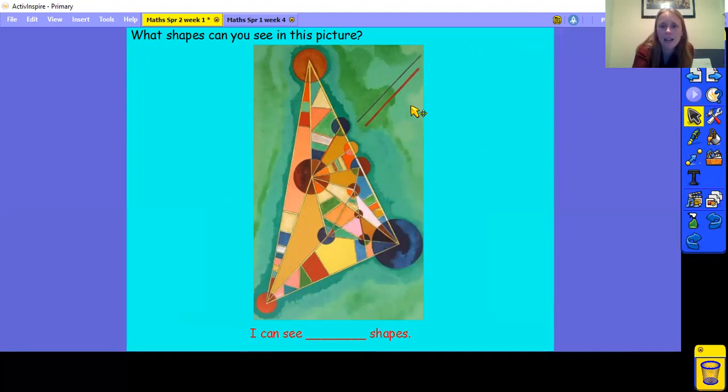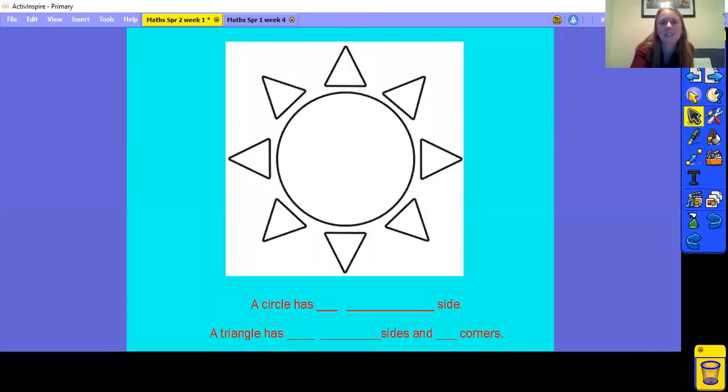Oh, I can see triangle shapes too. Look at that great big triangle. It has 1, 2, 3 straight sides and 1, 2, 3 corners. Did you spot those shapes too? Well done if you did.